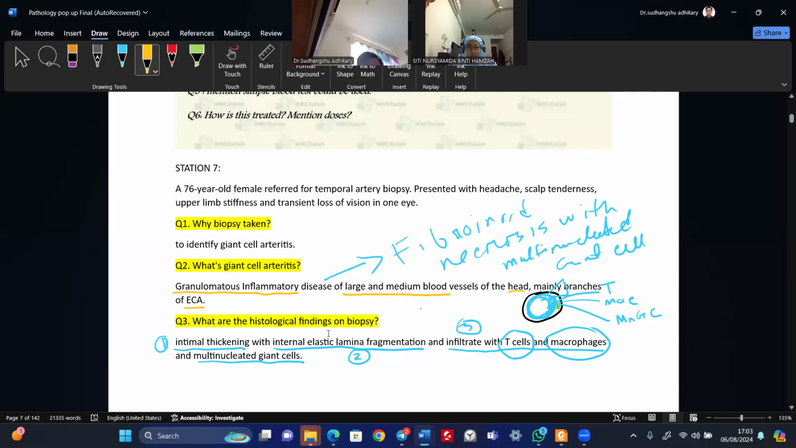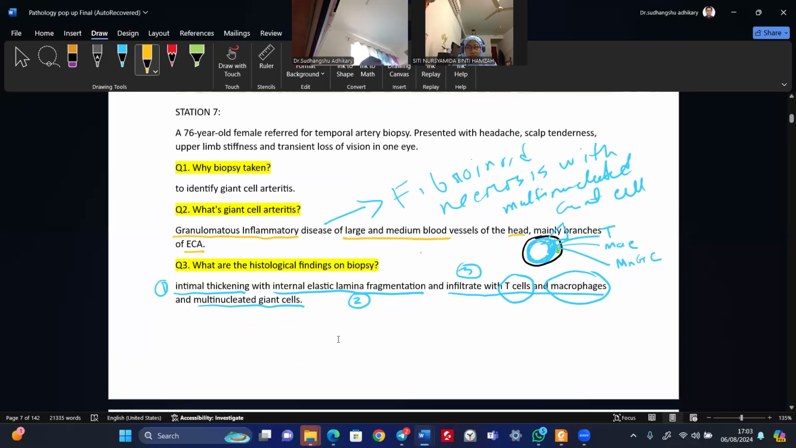What are the histological findings on biopsy of giant cell arteritis?